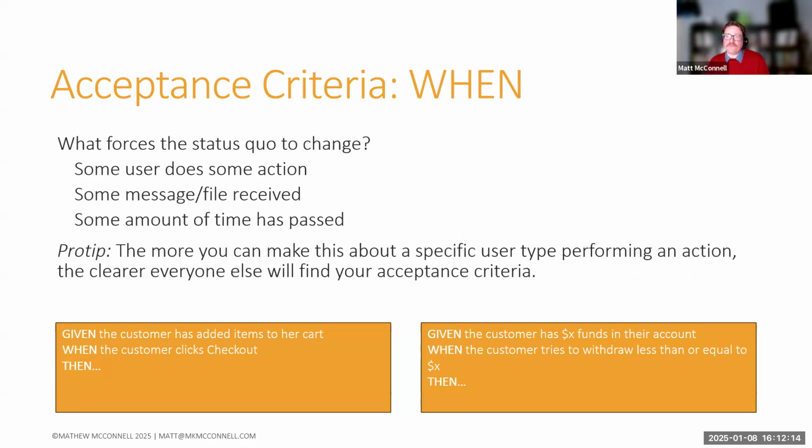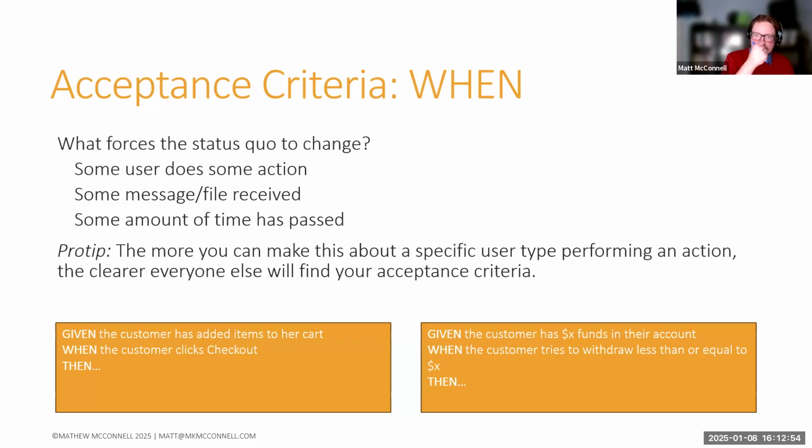And like I'd mentioned before, the more you can make this about a specific user type performing an action, the clearer it's going to be for everyone else when they read your acceptance criteria. So try to avoid writing in passive voice. If you need a quick refresher, passive voice is, "the lazy dog was jumped over by the quick brown fox." Generally speaking, if you can add "by zombies" at the end of your sentence, it's probably a passive voice sentence. So you want to make it active. Active is, "the quick brown fox jumped over the lazy dog."